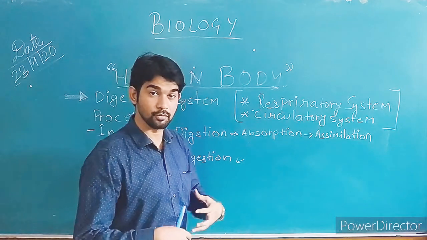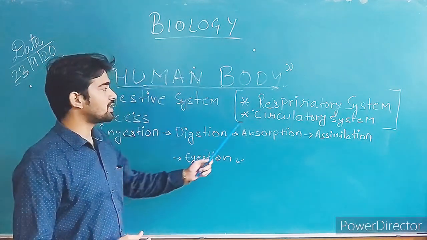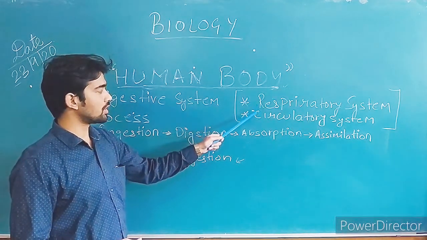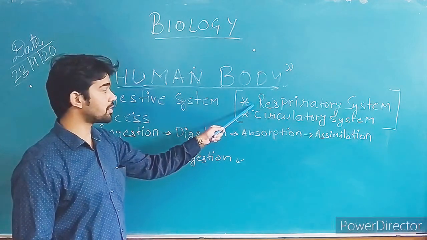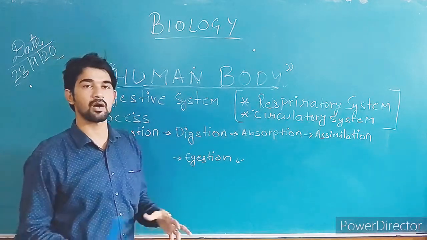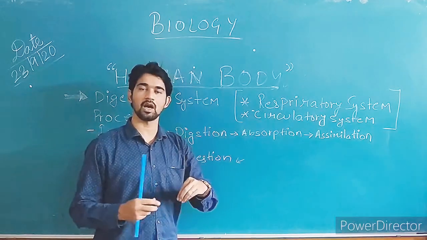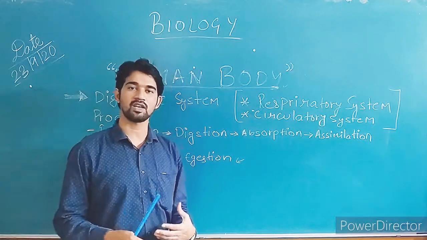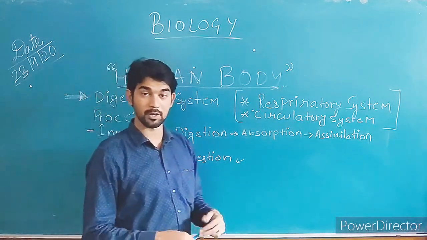food, and that food is converted into energy. And second is the respiratory system, and third is the circulatory system. The respiratory system includes our respiration, which is the air we take in and how oxygen is utilized and carbon dioxide is taken out of our body.